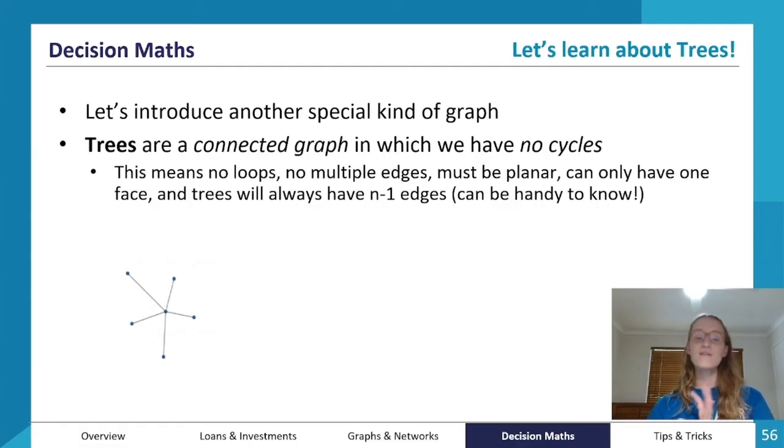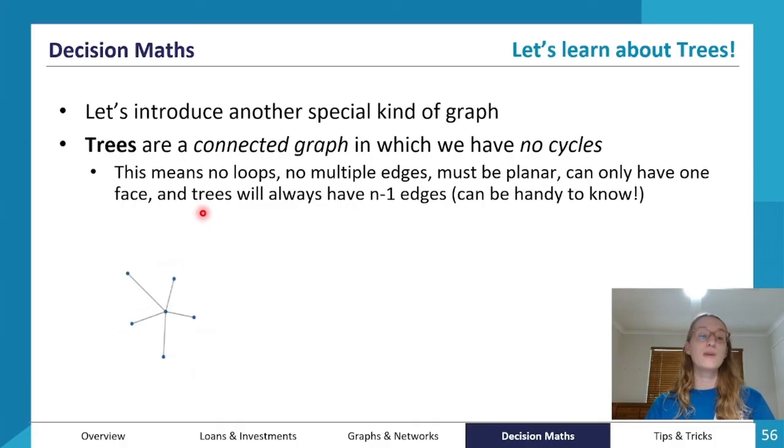So I feel like trees kind of look like spiky scarecrows or skeletons. Or you can almost think of it like a tree without its leaves. It's the bare minimum, simplest graph where every vertex is connected, because trees must be a connected graph. And we also want no cycles, which means we can't have multiple edges. We can't have loops. It must be planar, and it can only have one face. Because as soon as we added another edge there, that would introduce the presence of a cycle, and that would also mean we have 2 faces, so it would no longer be a tree.